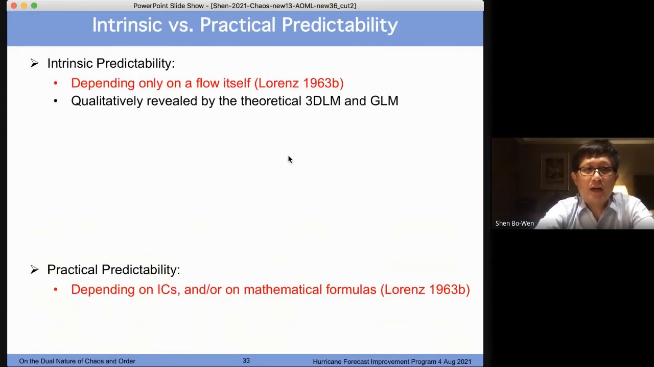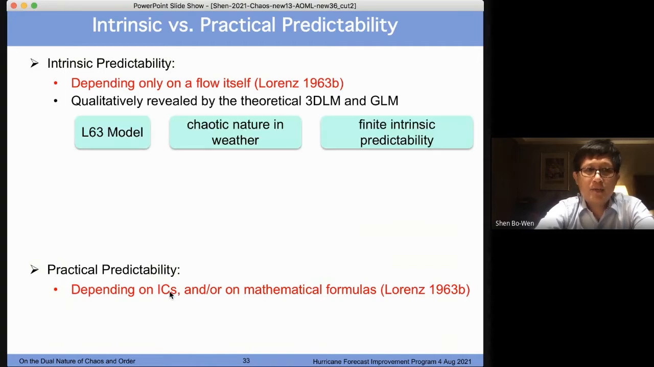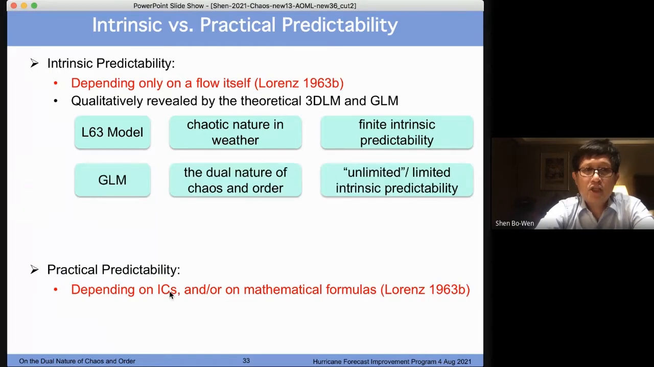With the features of those models, we now discuss two kinds of predictability. Intrinsic predictability depends on the flow itself. Practical predictability depends on the model or initial conditions. The L63 model is very effective at revealing the chaotic nature of weather, suggesting finite predictability. The GLM emphasizes the coexistence of chaotic and non-chaotic solutions, suggesting both limited and unlimited predictability.